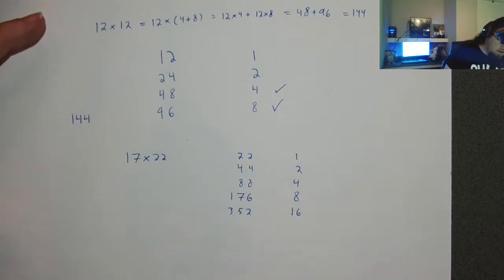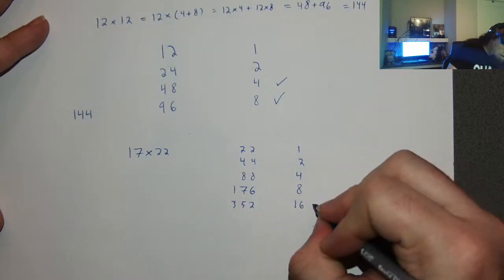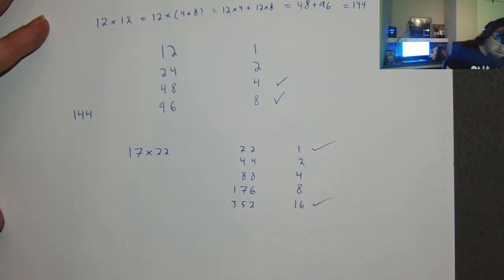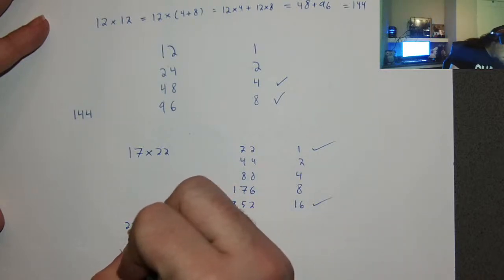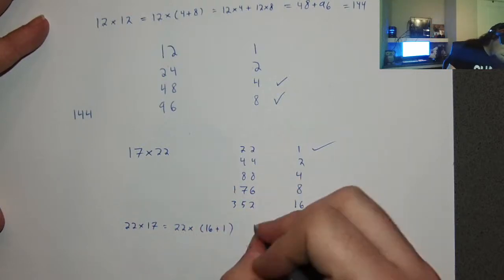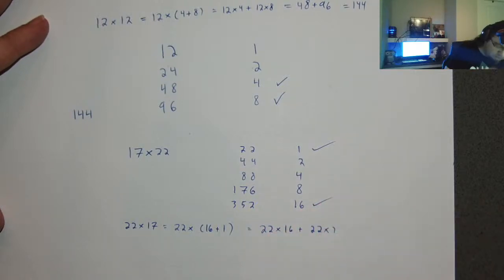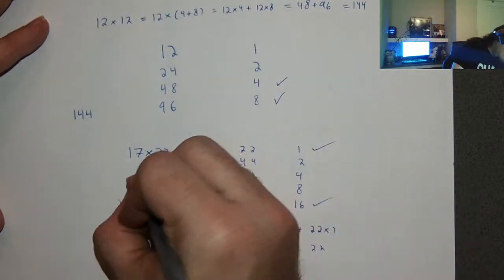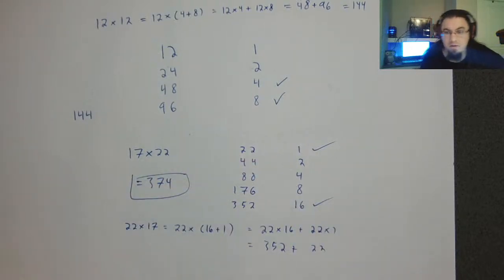Okay. And then, so 22 times 17, right, I can do this by adding 16 and 1. So 22 times 17 is 22 times 16 plus 1, which is 22 times 16 plus 22 times 1. So this is 352 plus 22. So this should be 374, right? Okay.